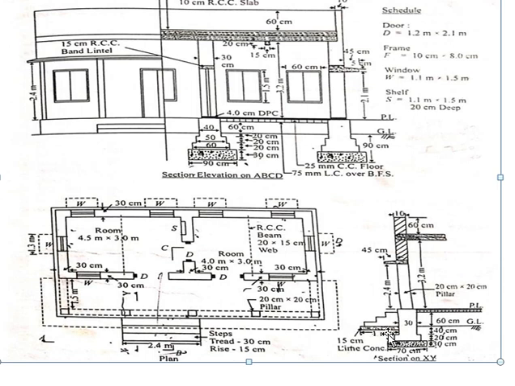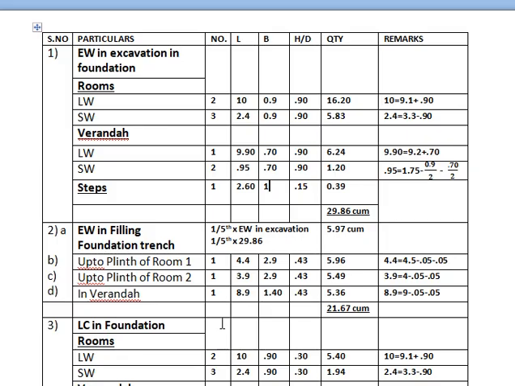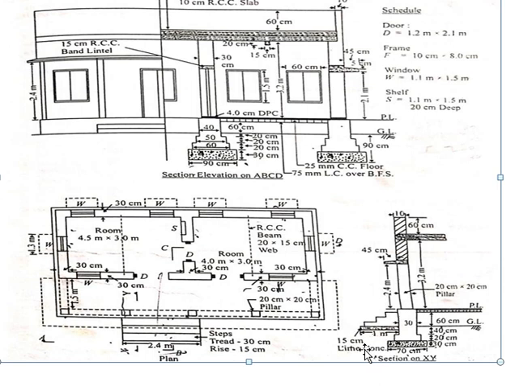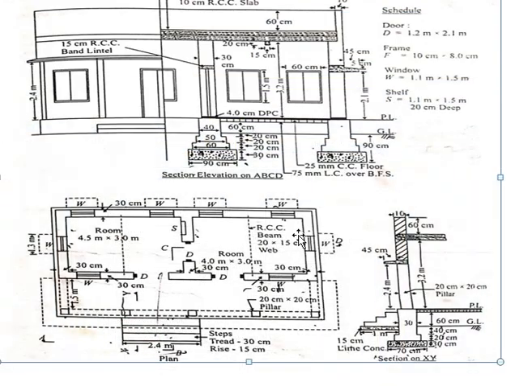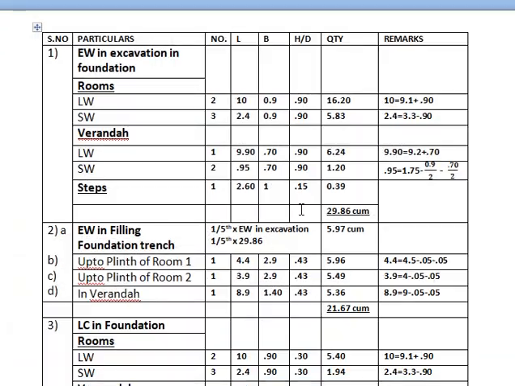And now talking about the width, you can see again here, this is our stair. The width is given as 1 meter, and its depth is 15 centimeter, as you can see written here. That's why we're taking it as 15 centimeter. Simply multiply and you will get the quantity. Add them all, and you will get the total quantity of earthwork in excavation in foundation.